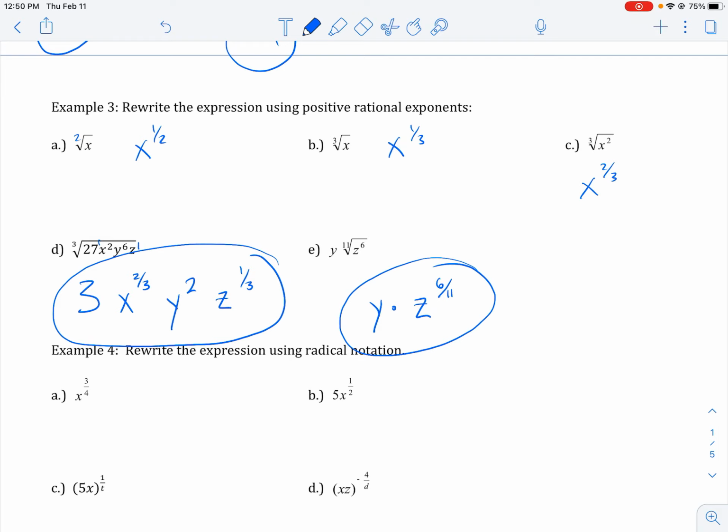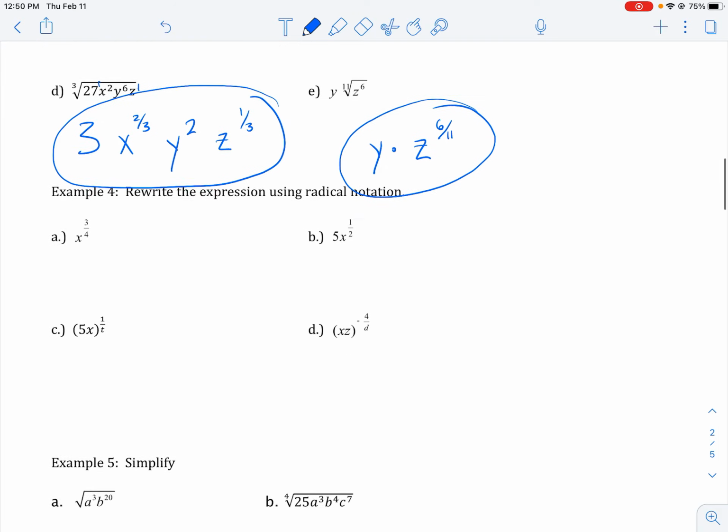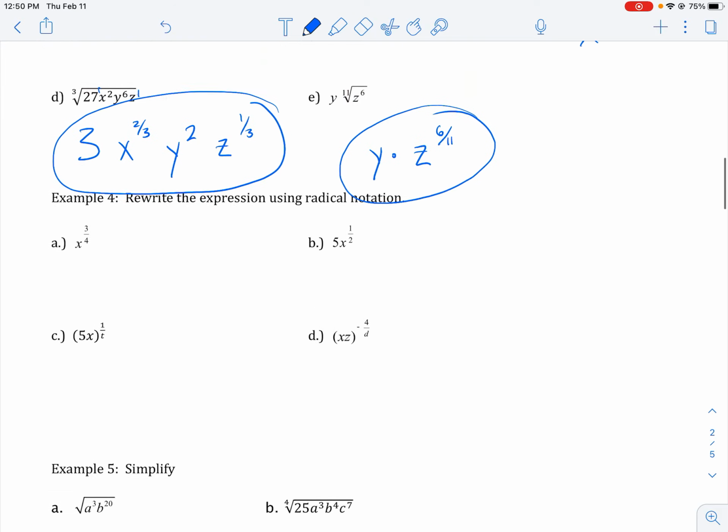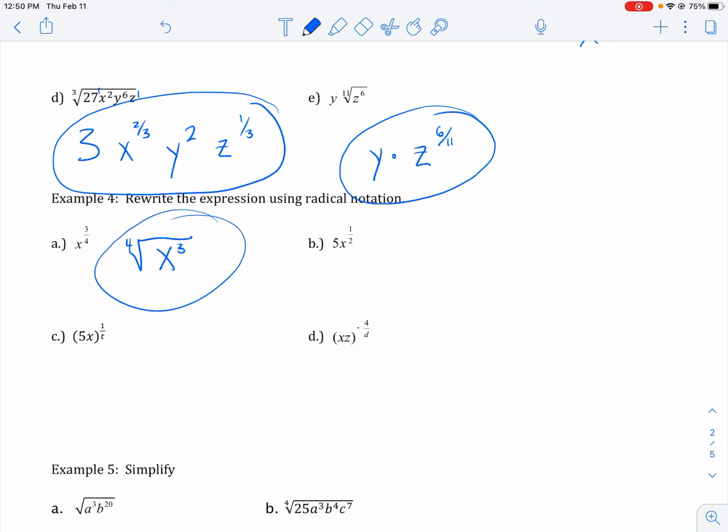Let's take a look at example 4. Okay, now we're rewriting it in radical notation, so we're going the other direction, right? And so here, we'll start with my x. 4 goes on the outside, 3 goes on the inside. Boom. Okay, how about letter B?